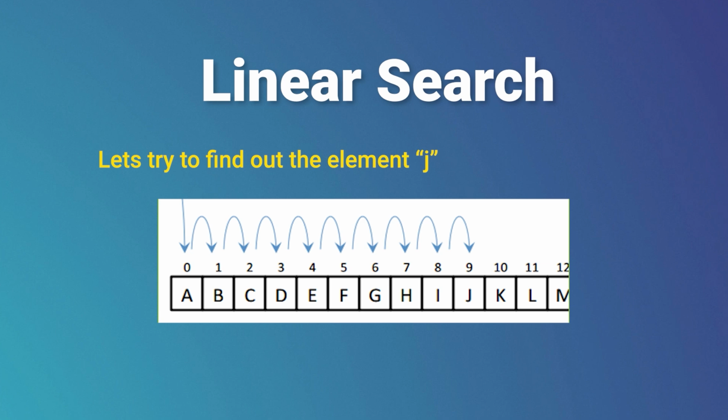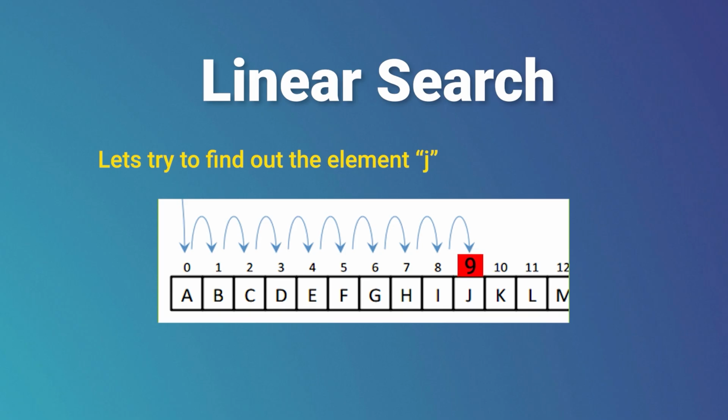Now what I will do is compare this J with the first element. My first element is A and my search element is J. Therefore, they do not match with each other, so I will go for the next element. The second element is B. My search element is J. They do not match with each other, and therefore I will go for the third element. This process goes on until I reach the element having index 9.